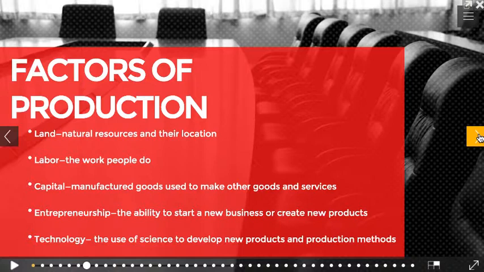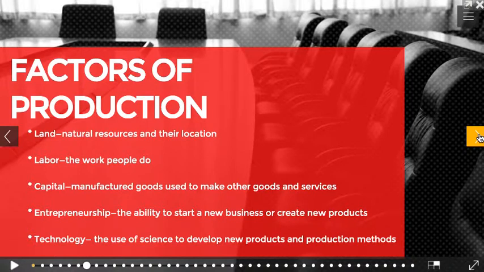The factors of production. The factors of production, in other words, what is needed to produce items, would include land or natural resources and their location, labor, the people who do the work, capital, manufactured goods used to make other goods and services, entrepreneurship, the ability to start a new business or create new products, and finally, technology. Although technology is not always included in the factors of production, some economists include it, and it is the use of science to develop new products and production methods.